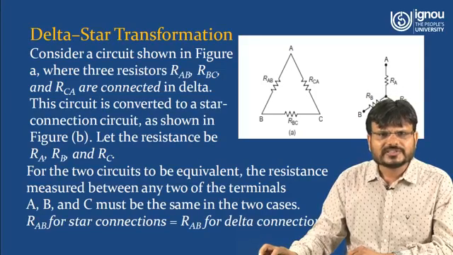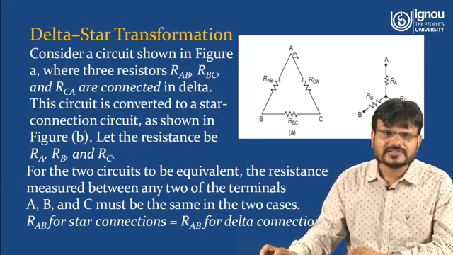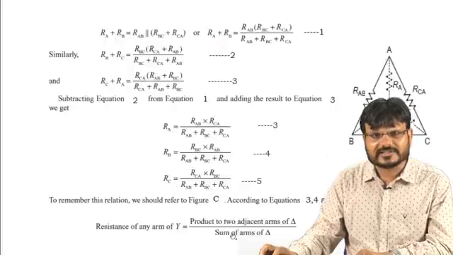For the two circuits to be equivalent, the resistance measured between any two of the terminals A, B and C must be the same in the two cases. Suppose RAB is between terminal A and B. The resistance between A and B for the star connection is equal to the resistance between terminal A and B in the delta connection. So RAB for star connection is equal to RAB for the delta connection.